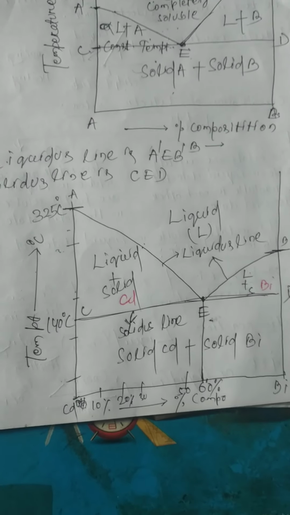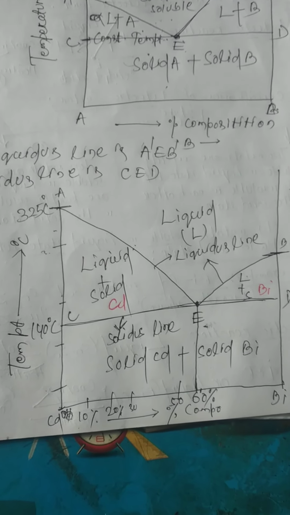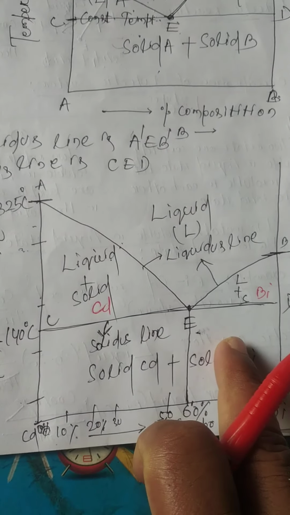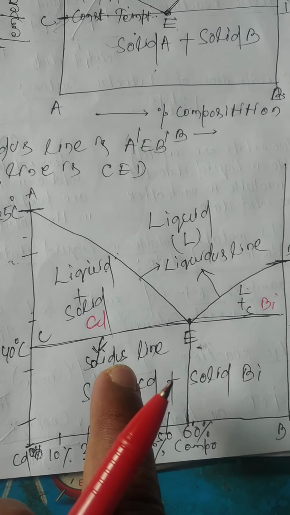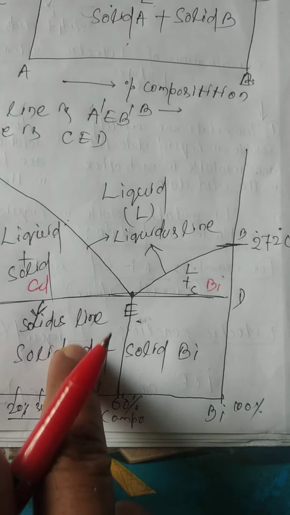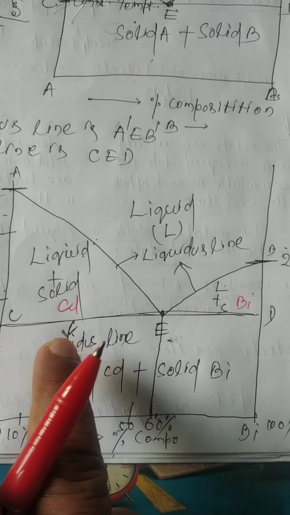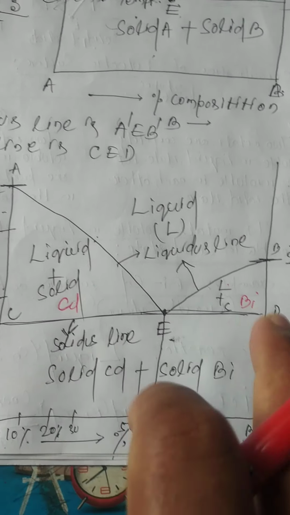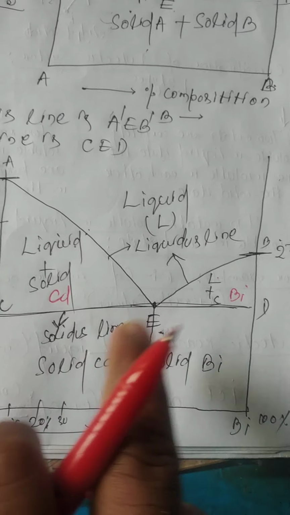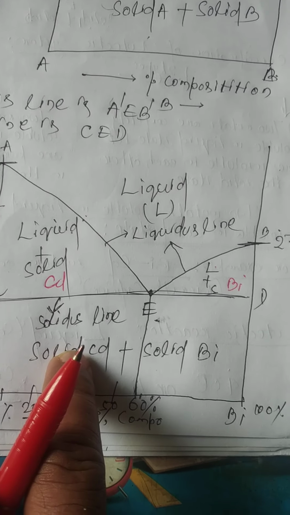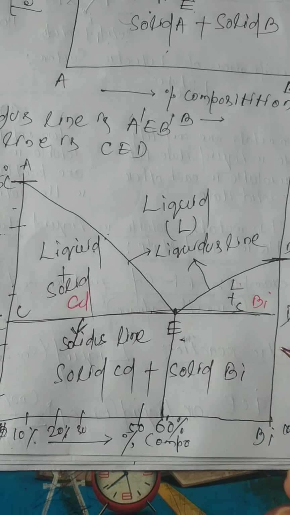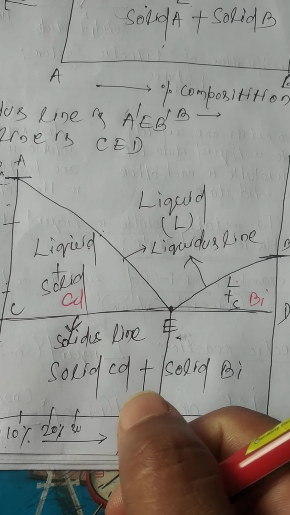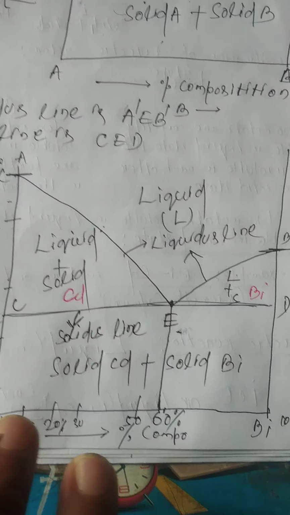This is all about the eutectic system, where both components are completely soluble in the liquid state but insoluble in the solid state. That means both cadmium and bismuth are not soluble in the solid state. They will separate from each other from the solution during solidification. This is all about the bismuth cadmium system.